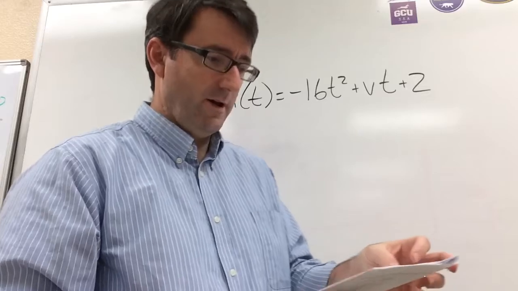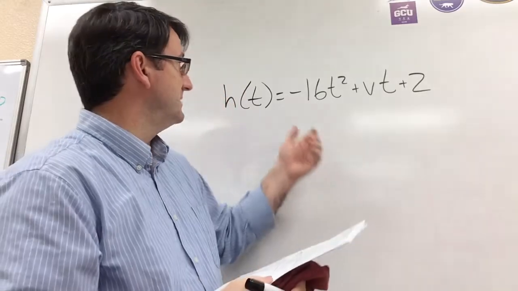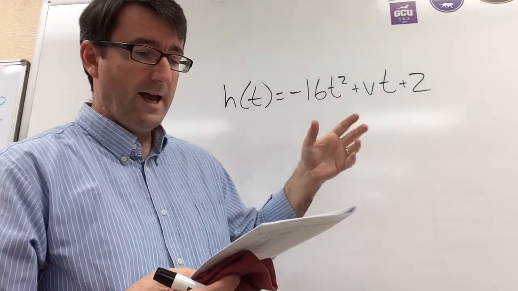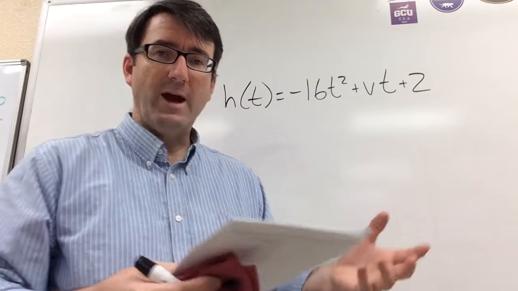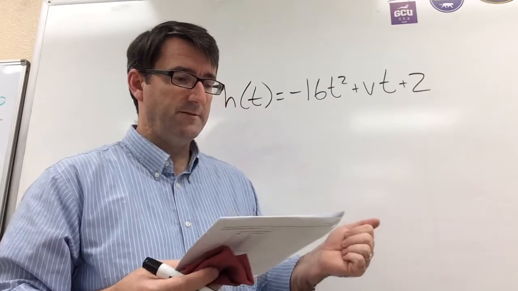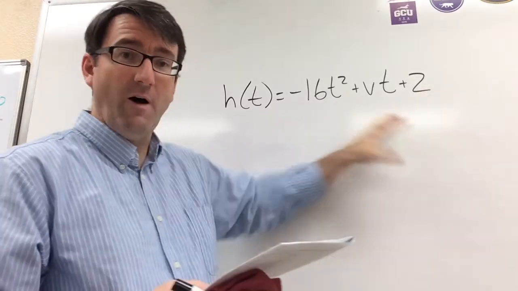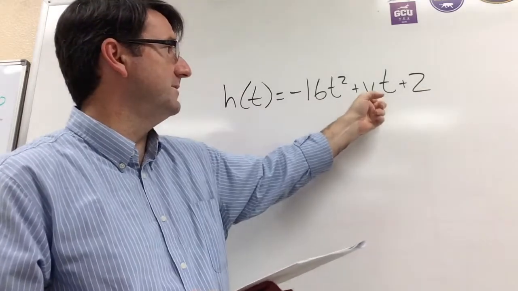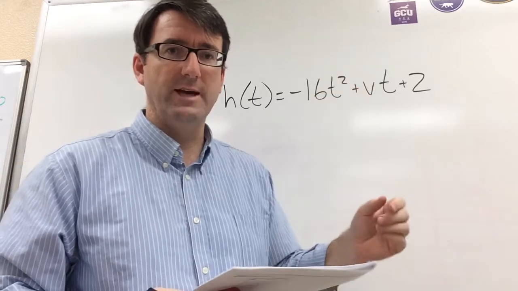Now, question number 9 says, use the fact that the baseball was 50 feet off the ground after 6 seconds to find the value of v and write the equation for the function h of t in standard form. So we're writing this equation. We've already got most of it written. All we have to do is find the value for v, the initial upward velocity of the baseball.